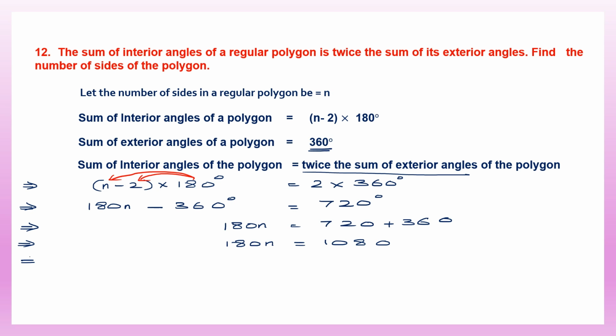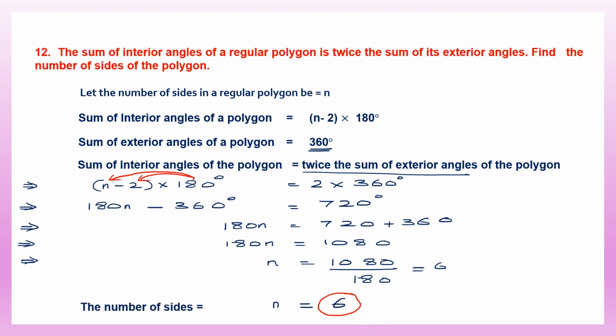Now we can find the value of n. N is equal to 1080 divided by 180. When you divide 1080 by 180, you get 6. That means we have found the value of n, and n is equal to 6. And what is n? Look at the first statement. We said let the number of sides be n. So we have found the number of sides. So let's write that. Number of sides is equal to 6. So we have found our answer to this question.